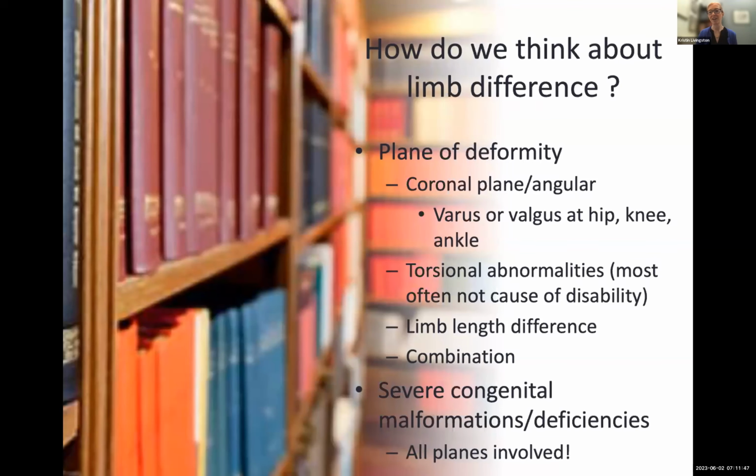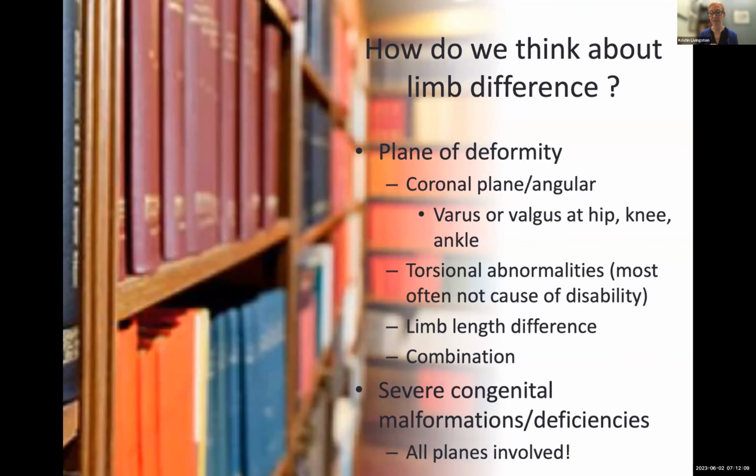And then, of course, we think of the plane of deformity. So we look at deformities in the coronal plane, so angular abnormalities. And this could be varus or valgus at the hip, the knee, the ankle. We think about torsional abnormalities. These are a very common cause of complaint, not a common cause of disability.